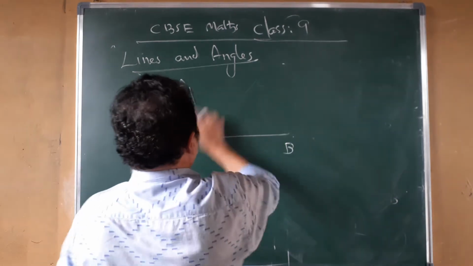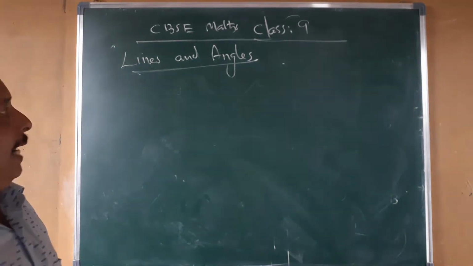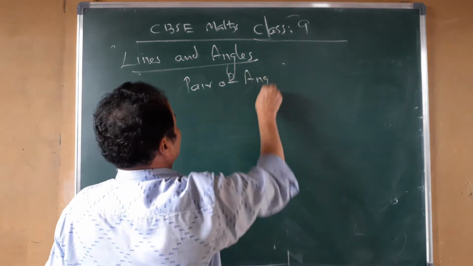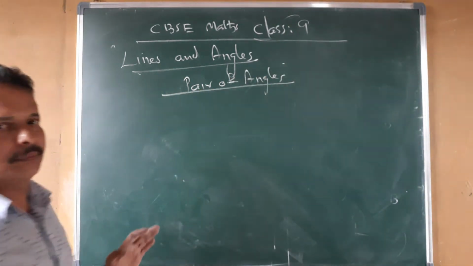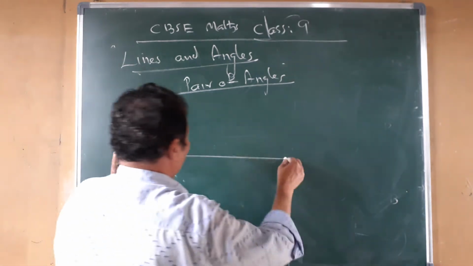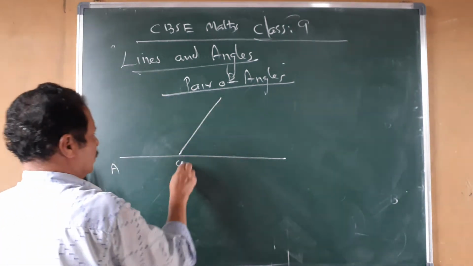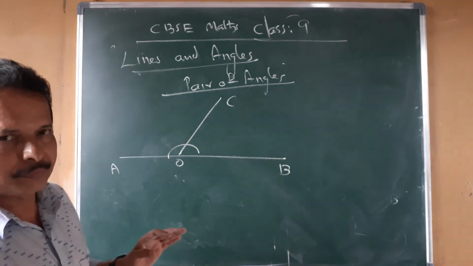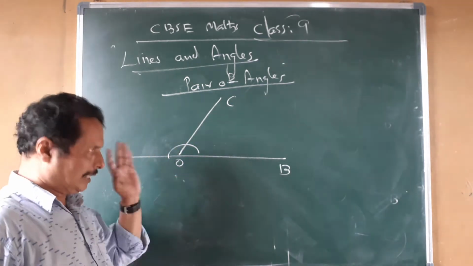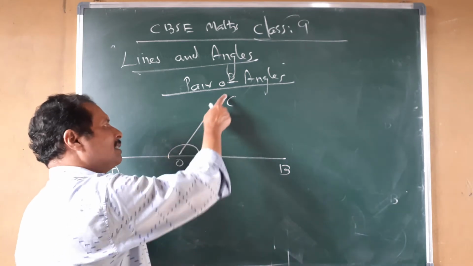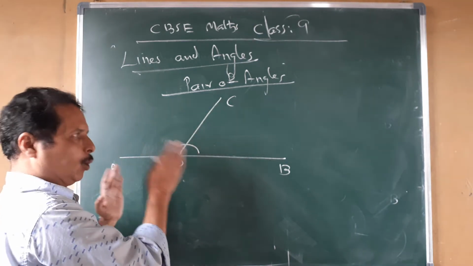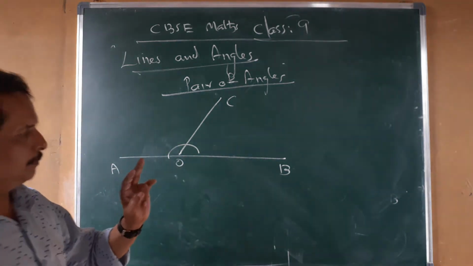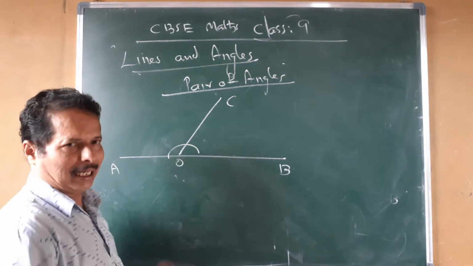And look at it. Pair of angles. Are you ready? Now one of the pairs is like this. These two angles. You see the figure? Now, OC is a common ray. That OC is for angle AOC and angle BOC. So, they are adjacent angles.